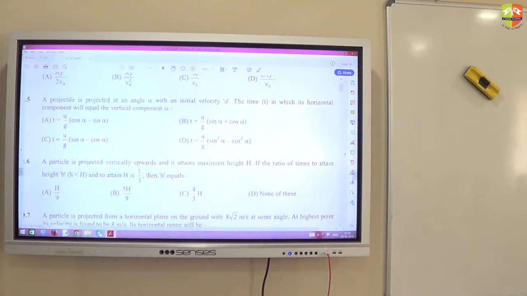Anybody got the fifth one? You're not able to see? If you need C. I think this is simple.